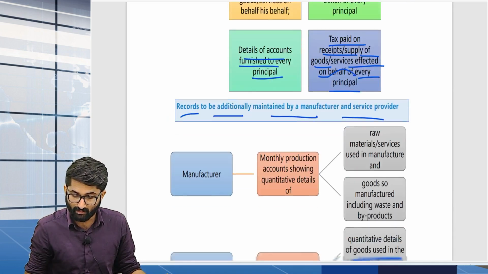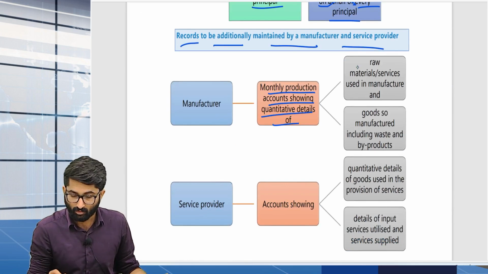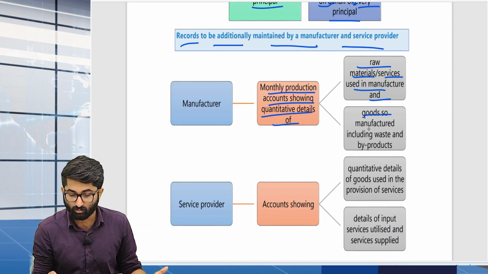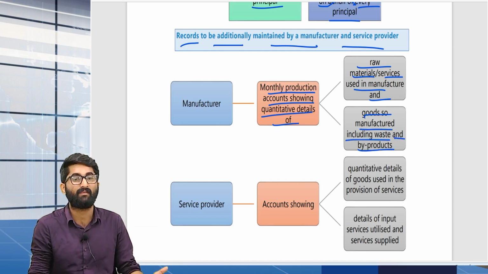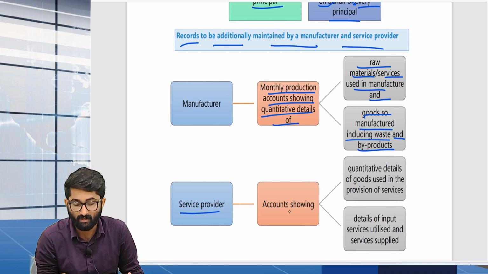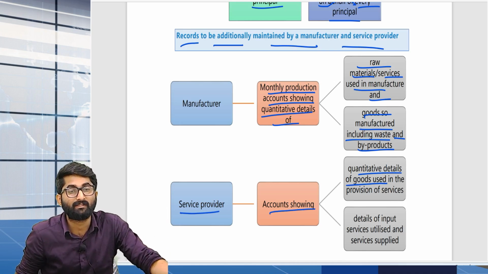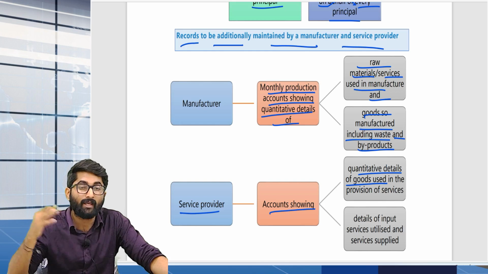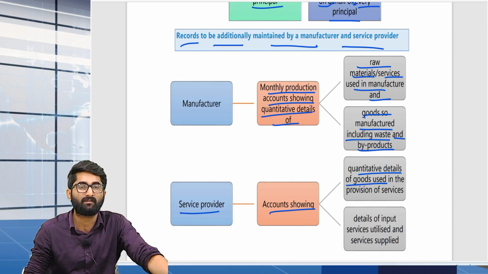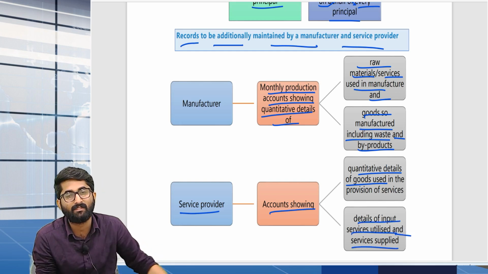Additionally, I have to maintain some other records such as a monthly production account showing quantitative details of raw material purchased and services used in the manufacture, plus goods so manufactured including waste and byproducts. If I am a service provider, an account showing quantitative details of goods used in giving services. For example, if I am a chartered accountant, I use paper, stationery, mobile phone, everything for my business purpose; those records I have to maintain, plus details of input services utilized in the service supplied.